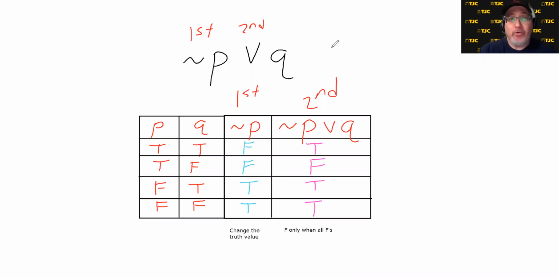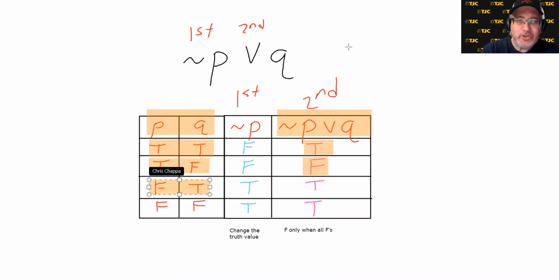And remember what this truth table really means, because it's easy to lose sight of what's going on here because there's so much going on. This truth table says, I know whether this statement is true or false based on the truth values of its simple statements. When both simple statements are true, the compound statement is true. When P is true and Q is false, my compound statement is false. When P is false and Q is true, my compound statement is true. And when both P and Q are false, my compound statement is true. That's what this truth table means.